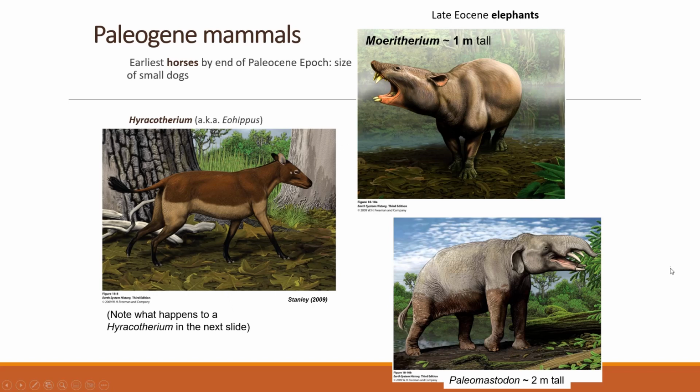Then we also have elephants. So here are some elephants. They ranged in sizes. This one's about 1 meter tall. It has a very short snout, has multiple toes. This one's about 2 meters tall. It looks a little bit more like a modern elephant. We do have all of these actually present in North America. Fairly close to us is Mastodon State Park, which is called that because of remains of mastodons. So these are things that were in America during the Paleogene.